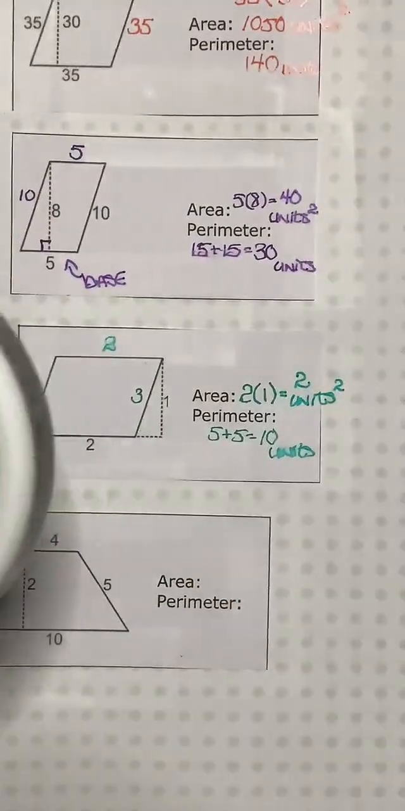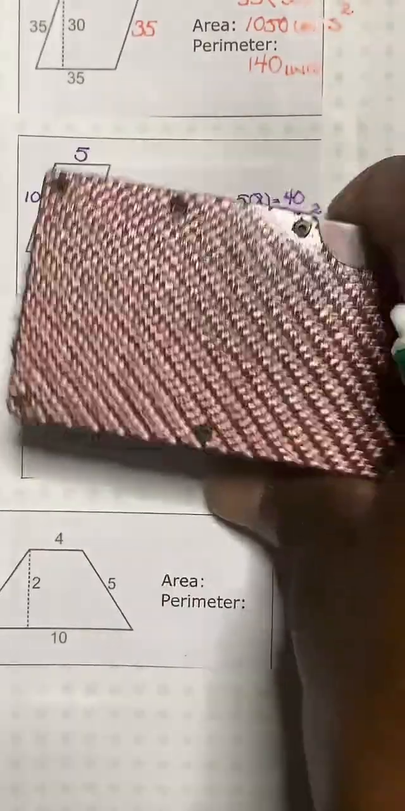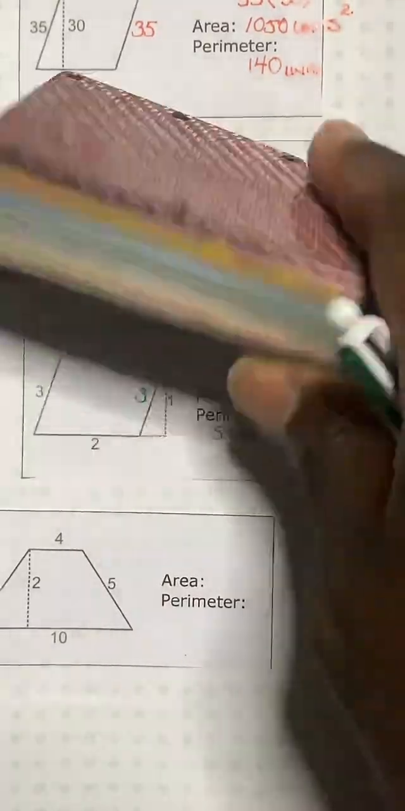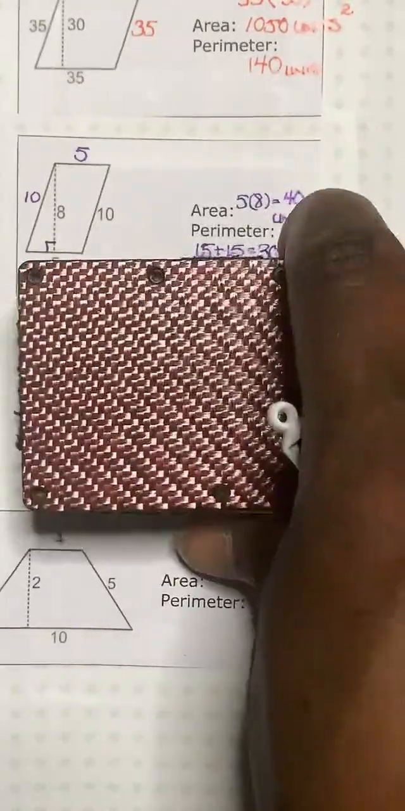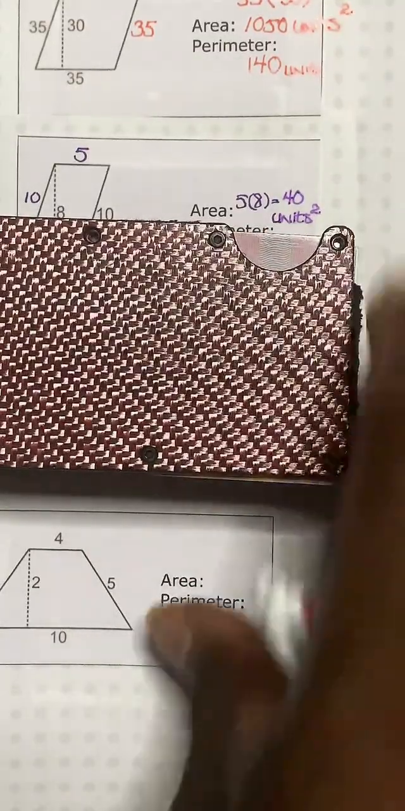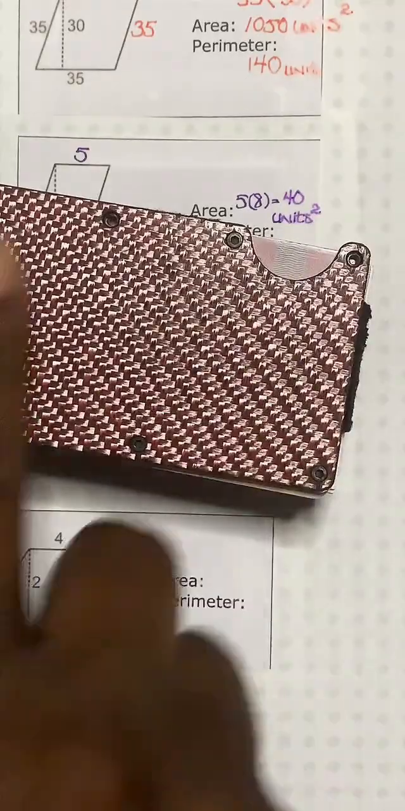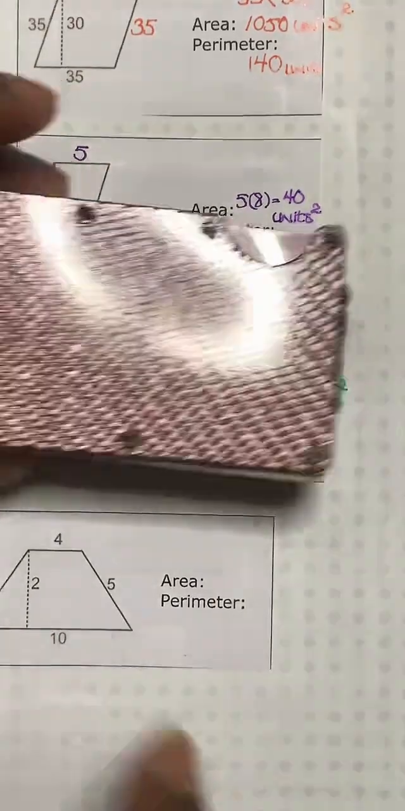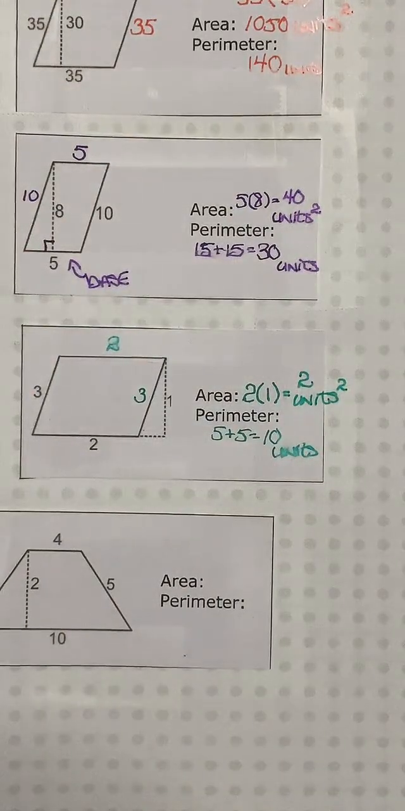But since I'm not including the depth, let's say I'm looking at this. So I'm not looking at the thickness. I'm just looking at my base and my height. So anytime you want to know what the area is of this, we always have to use squared units.